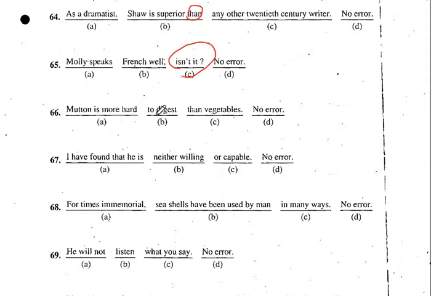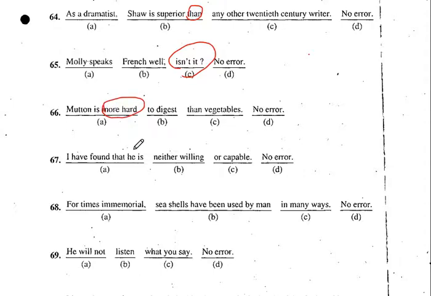Mutton is more hard to digest than vegetables. Now what is wrong here? Remember, here "more hard" is again a comparative degree, but is there anything wrong there? Now what is the error here? Remember, when we use "more", we are familiar with using it in the case of what? More beautiful.